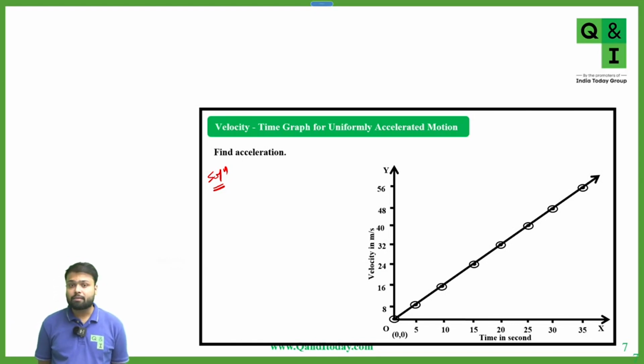Because velocity is a vector quantity, it can be positive, negative, or zero. If acceleration is positive, that means it is supporting the motion. If it is negative, that means it is opposing the motion. That means if acceleration is negative, it is acting opposite to the motion of the body, so the velocity of this body will decrease. And if it is zero, that means there is no change in the velocity. Velocity will remain constant.